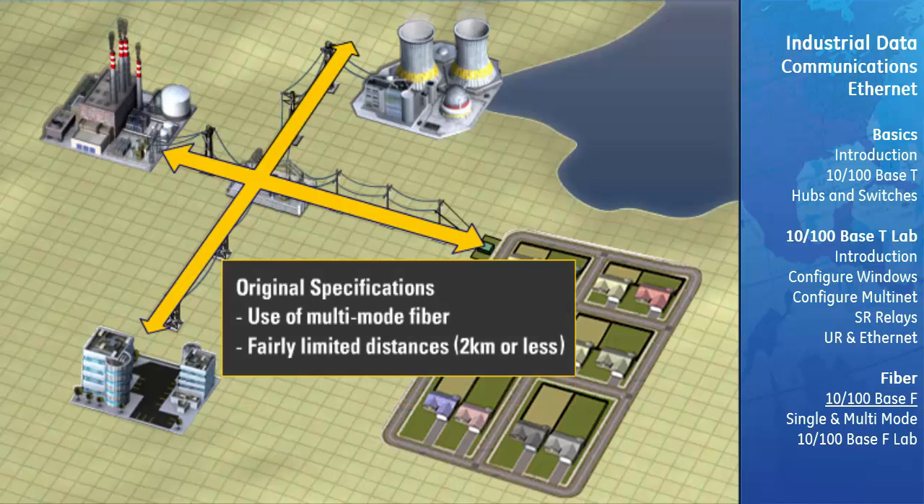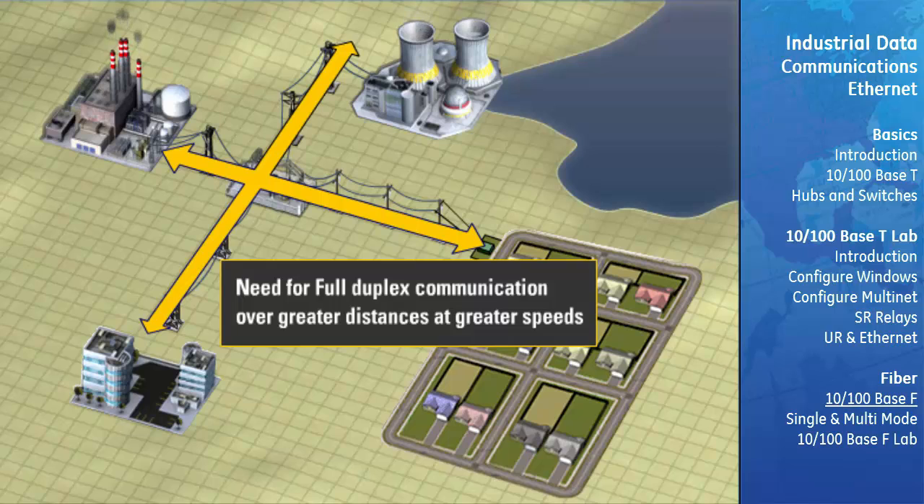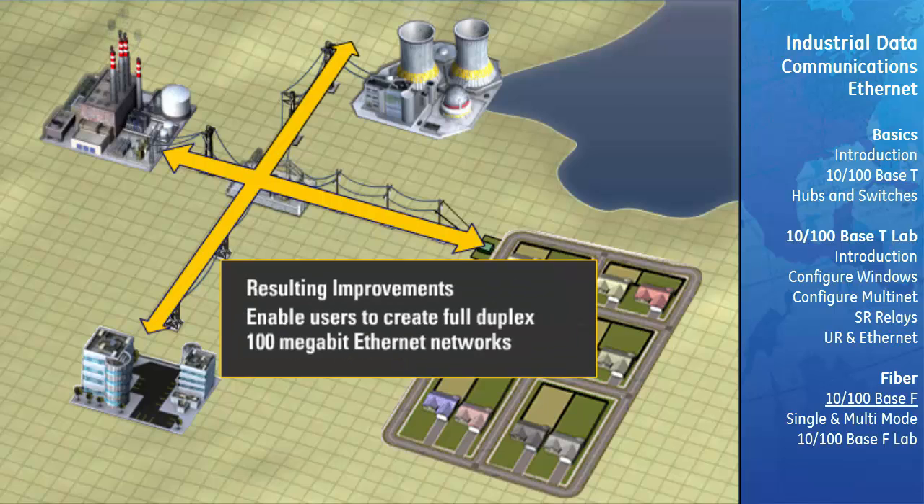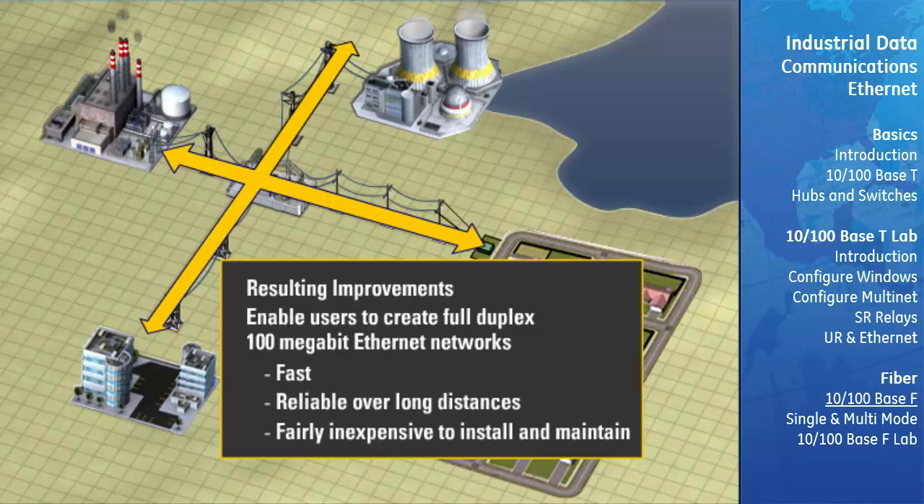The original specifications for fiber optic Ethernet were based on the technology of the mid-80s, calling for the use of multi-mode fiber with fairly limited distances of 2 kilometers or less. The need for full duplex communication over greater distances, at greater speeds, sparked research and development. The resulting improvements in the fiber optic cable, transmitter, and receiver technology enable users to create full duplex 100 megabit Ethernet networks that are fast, reliable over long distances, and fairly inexpensive to install and maintain.